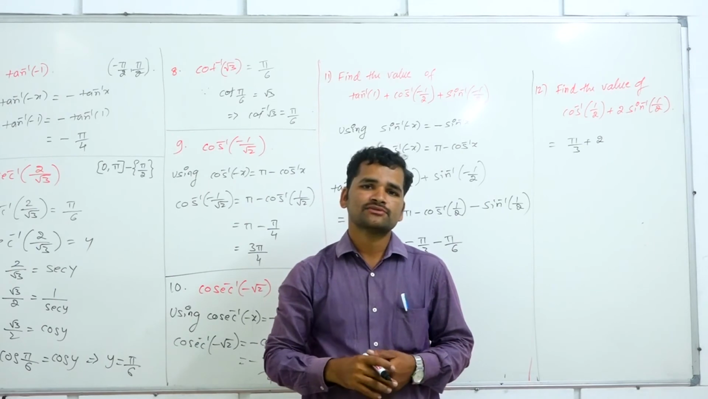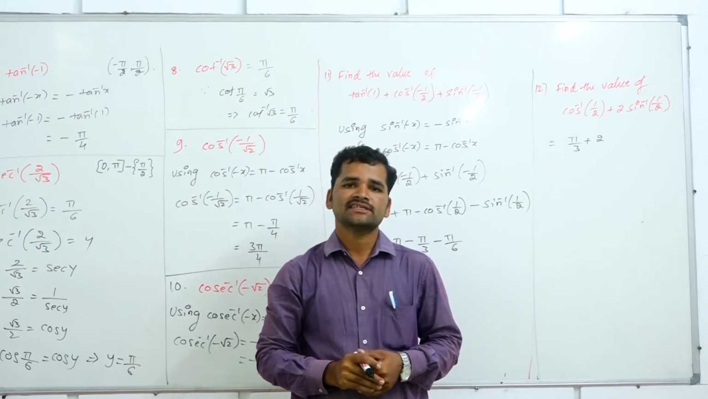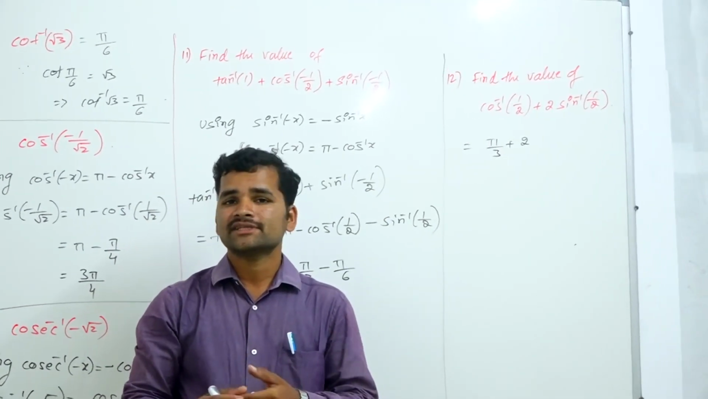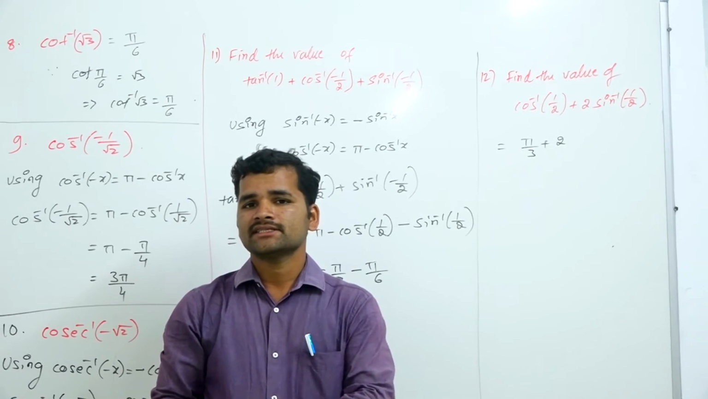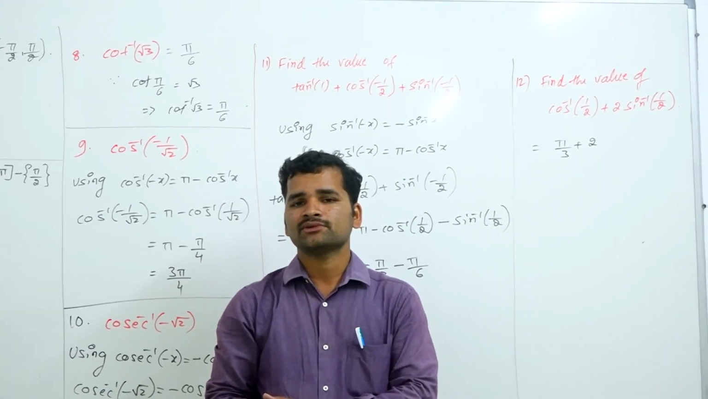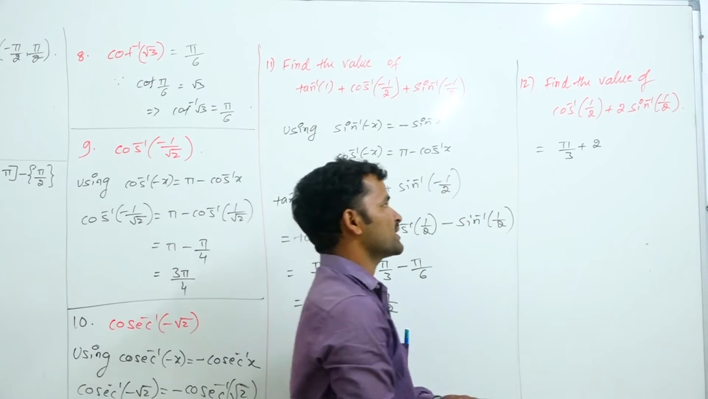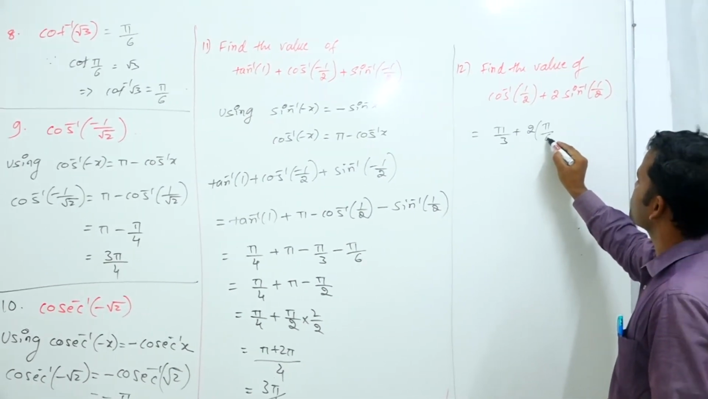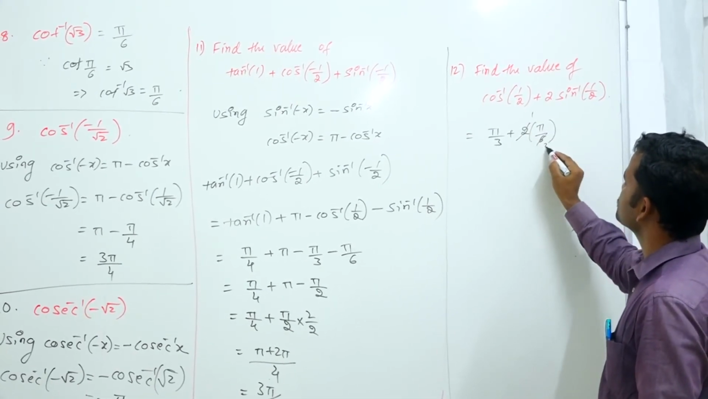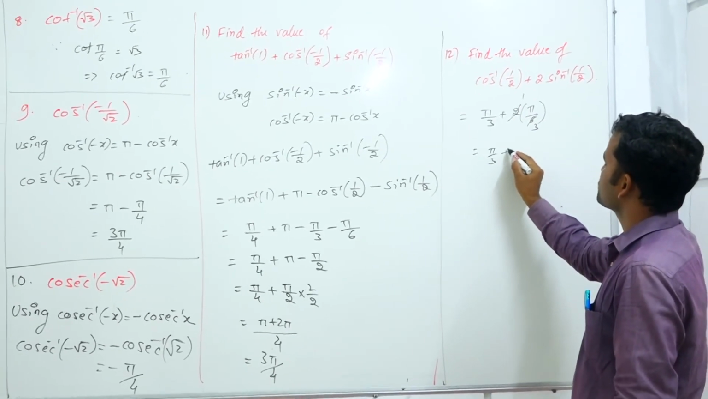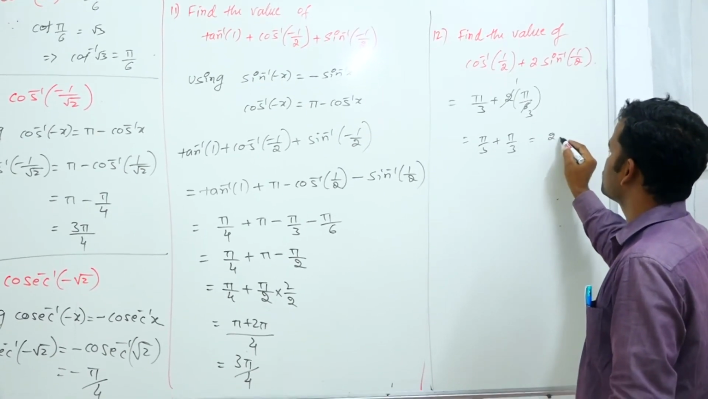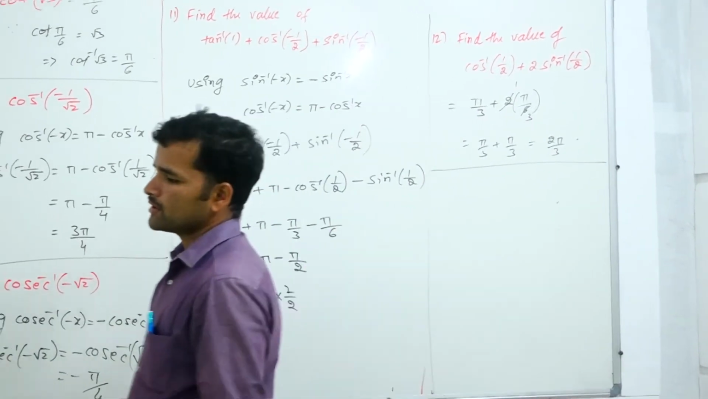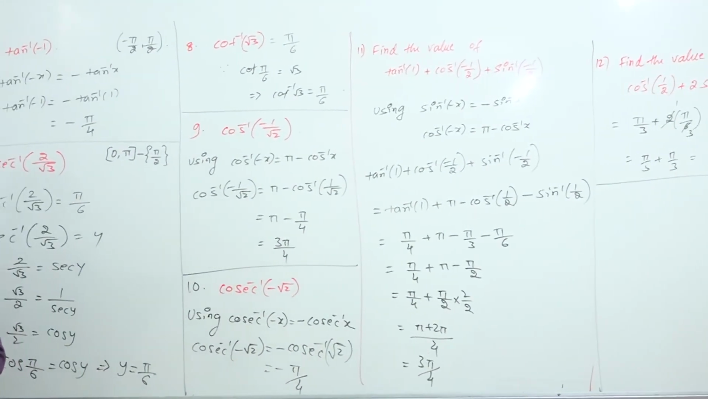Sin of which angle gives you 1 by 2? Sin inverse of 1 by 2, which angle gives you that? That is 30 degrees. Sin 30 degrees is equal to 1 by 2, which means sin inverse of 1 by 2 is equal to 30 degrees. We will write here sin inverse of 1 by 2 as 30 degrees. 30 degrees means pi by 6. 2 ones are 2, 2 threes are 6. Pi by 3 plus pi by 3. Answer: 2 pi by 3. That is about problem number 12 in exercise 2.1.